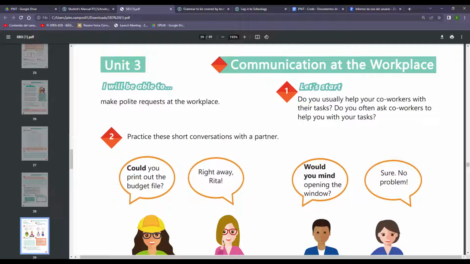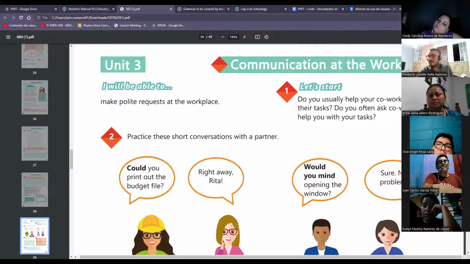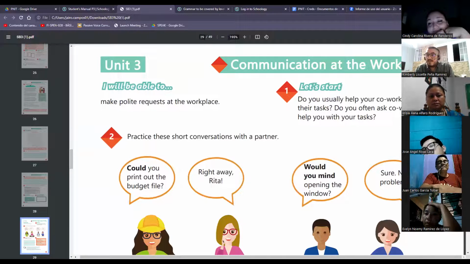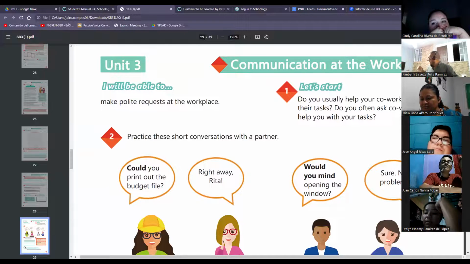Unit number 3. This one says about communication at the workplace. What is workplace? Lugar de trabajo. Mm-hmm. And what is an example of a workplace? Your company, your office, all of these places. Your office, like me, for example, this is my workplace. My desks, my computers, my living room here. So that's my workplace. Good.